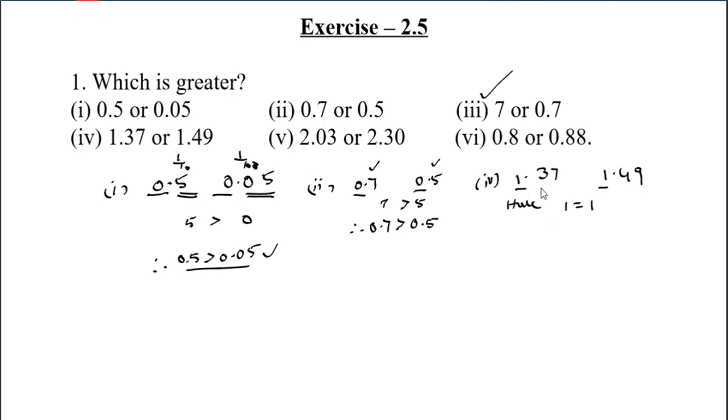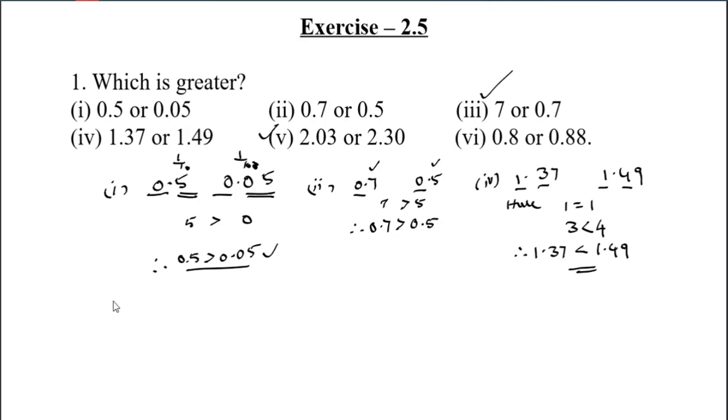So equal values. Now compare the digits in the tenths place, that is in the decimal part. The first place is the tenths place. So here 3 and 4. Is 3 greater than 4 or less than 4? Less than 4. Therefore 1.37 is less than 1.49. That's all. Shall I do one more? So 2.03 and 2.30. This is the same as this one, so this is also homework for you.